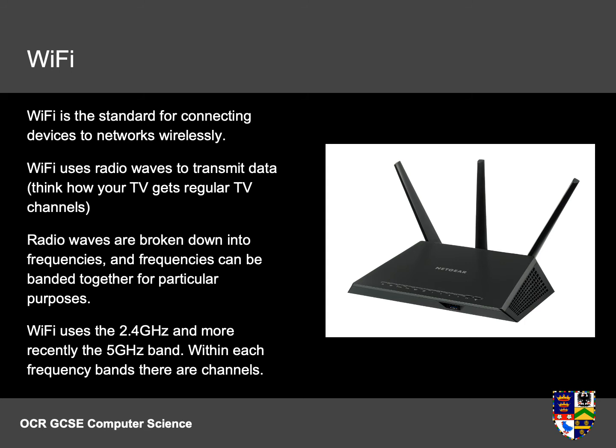Radio waves are broken down into different frequencies, which are often given numbers, and frequencies are often banded together in groups for particular purposes. So Wi-Fi uses the 2.4 GHz band and the 5 GHz band. And within each of these frequency bands, it's broken down further into what we call channels. And the easiest way to think about this is that you've got channels on your TV, and by changing the channel, you're adjusting very slightly the different frequency that the TV's picking up the signal from.